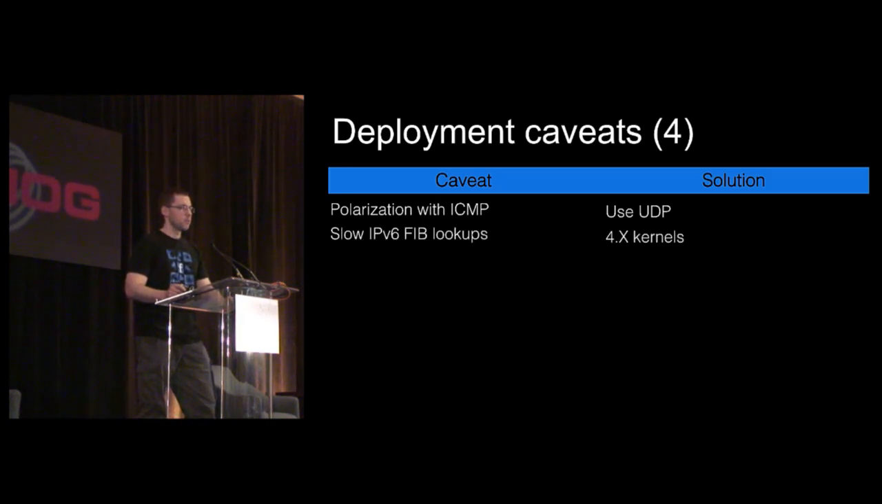Secondly, and surprisingly, we hit some problems with IPv6 FIB lookup on the hosts being slow. In the older kernel versions, the code that handles the IP lookups was pretty inefficient. So we had to move to a new kernel where our engineers have fixed this problem. And this change has actually been upstreamed.